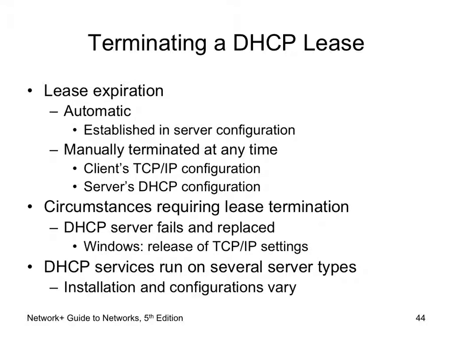Expiration can be automatic or manual. The manual one can be done by the client side if you know the commands to use, or the server side. Circumstances requiring lease termination are where DHCP fails and the server fails and is replaced totally. Windows releases a TCP/IP setting. DHCP services run on several server types, mainly Windows, though there are open source DHCPs for Linux and Macs. But for the most part, in most businesses, Windows is going to be the default DHCP server. There are some businesses though that run only Linux and only Mac, and they also have their own network operating systems to run DHCP.